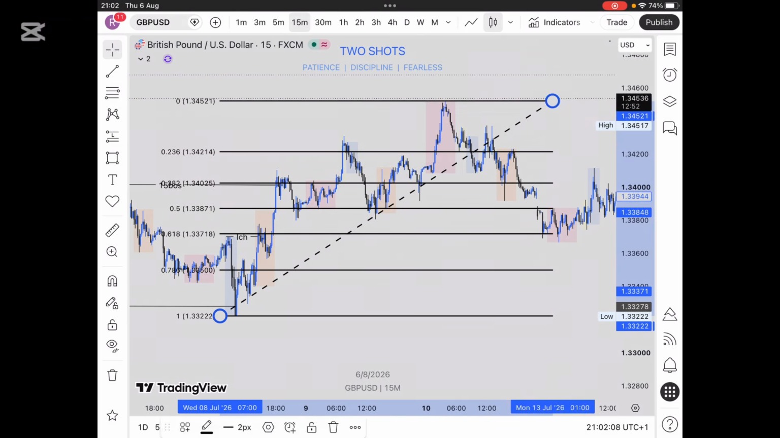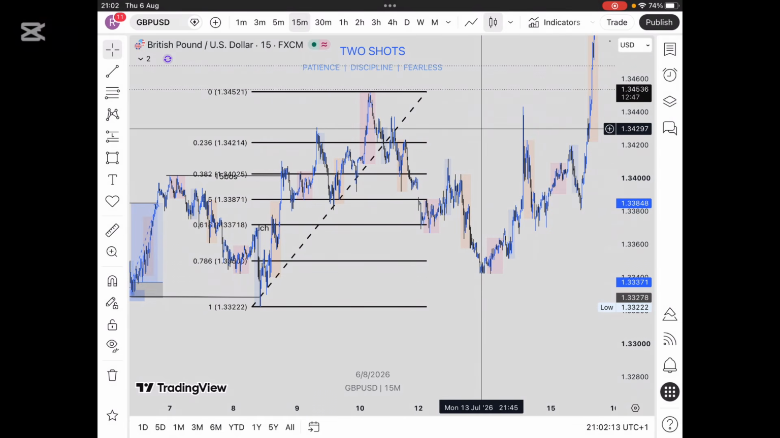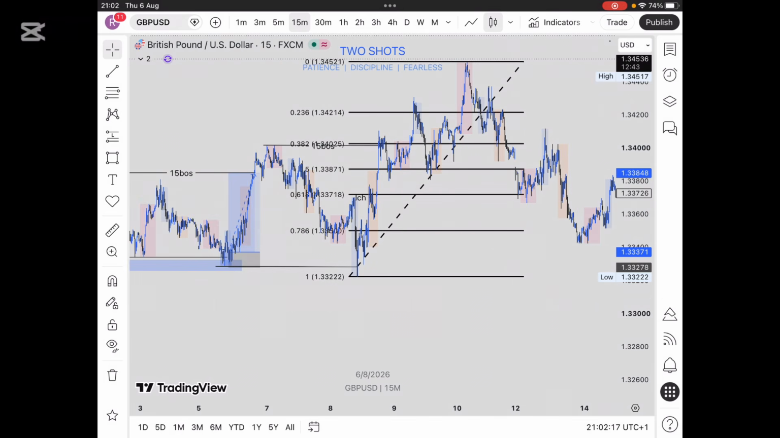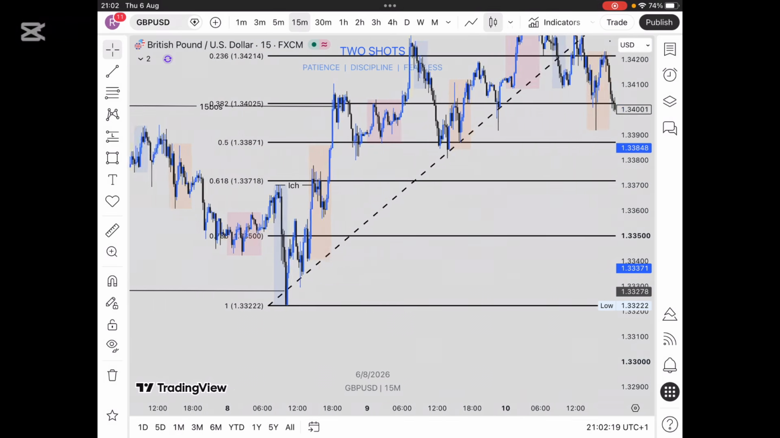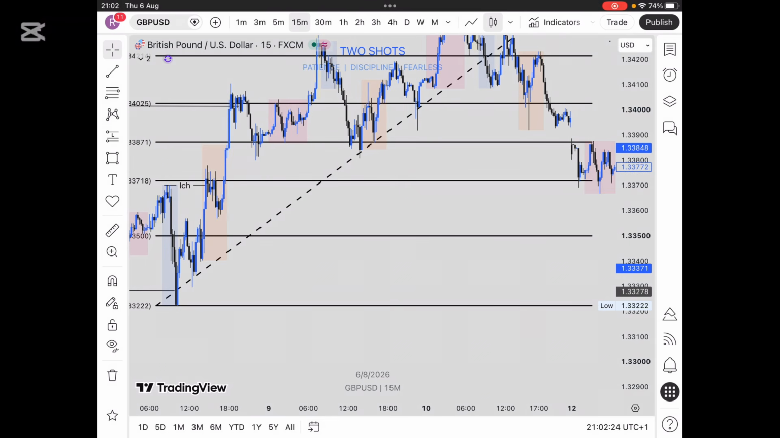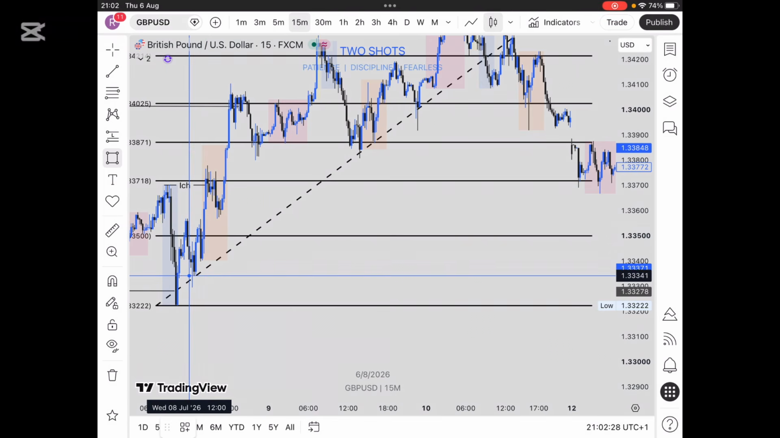Then we put our FIB 2 to see where price is going to retrace all the way down to in our discount. So after we've done that, the next thing is for us to select our POI from our discount zone. Now, where are our POIs? We have our POI right there. We have one POI right there.